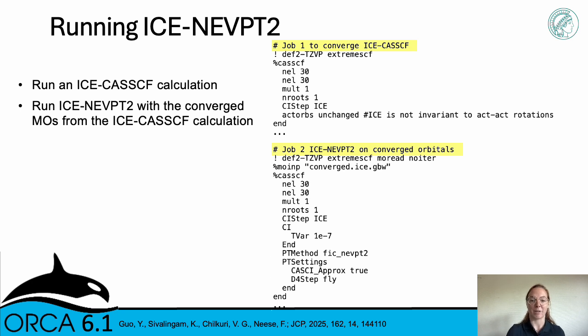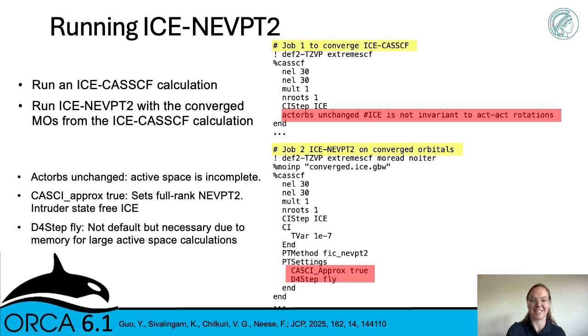Now, there are a few extra keywords that I want to point out which are very important for these calculations. First, the ActOrbs unchanged keyword. The active space is incomplete, and keeping up with other approximate FCI methods, these rotations of the active space are neglected and thus important for convergence. Now, two other keywords, the CAS-CI approx true, as well as the D4 step fly within the second calculation. The CAS-CI approx true sets the full rank NEVPT2 calculation to make sure that we're running it intruder state free ICE. Now, secondly, we have the D4 step fly. Now, this is not default, but it is sometimes necessary depending on the active space which is chosen for your CASSCF. So when running a very large active space calculation, it is necessary to set this, mostly due to memory constraints.